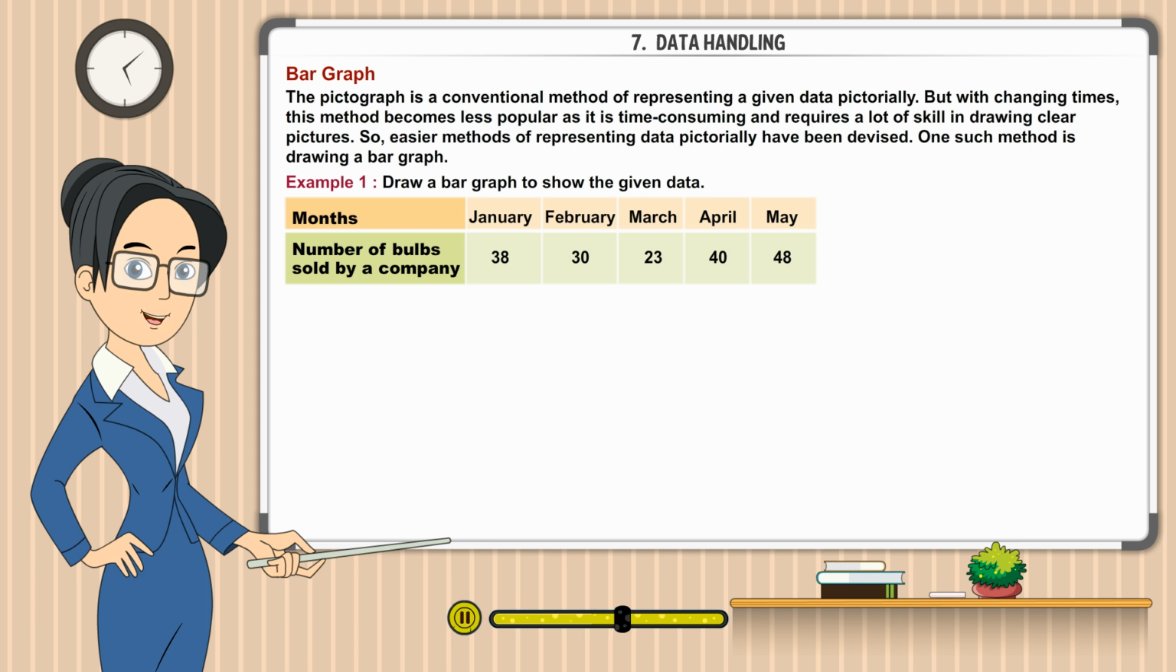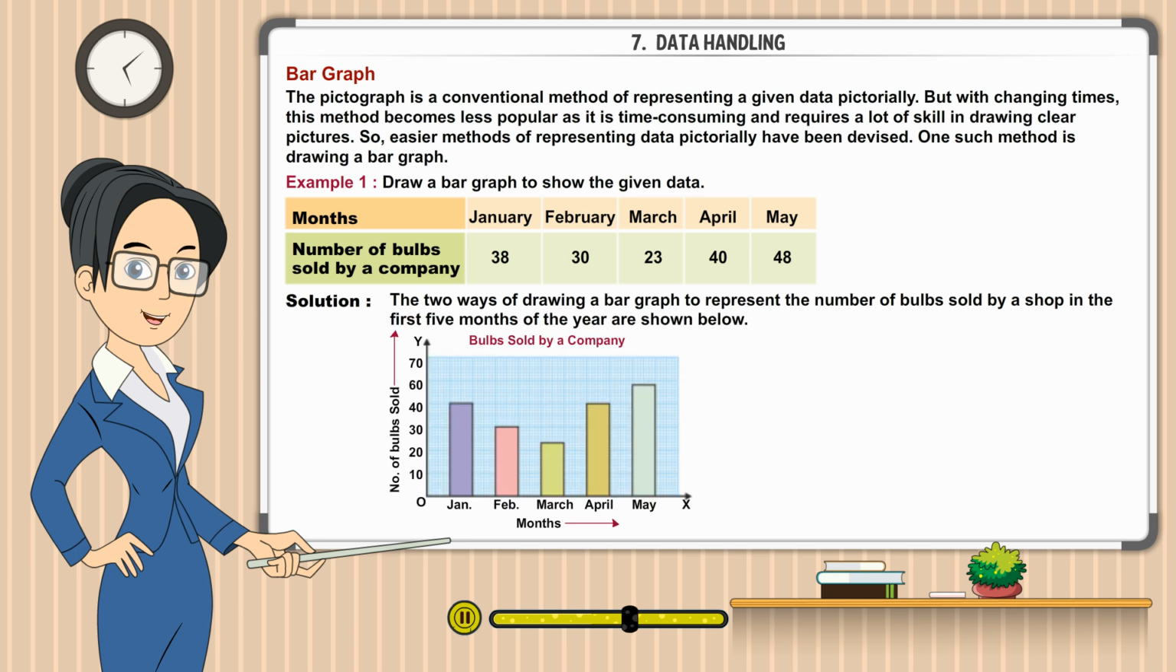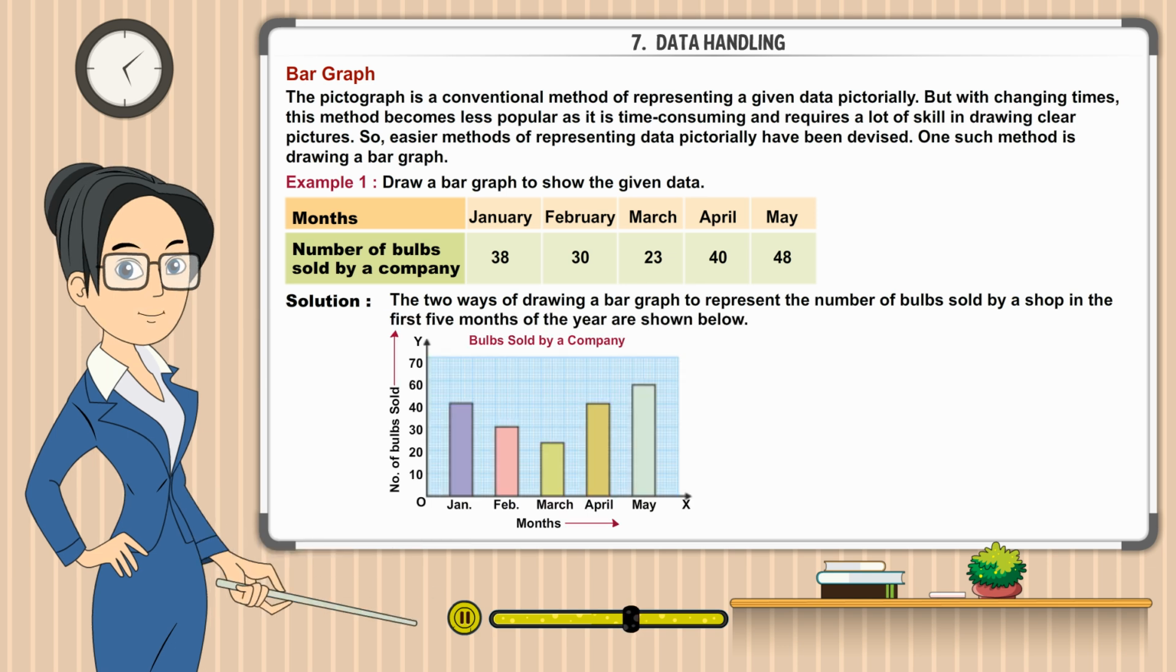Example 1. Draw a bar graph to show the given data. Solution. The two ways of drawing a bar graph to represent the number of bulbs sold by a shop in the first 5 months of the year are shown below.